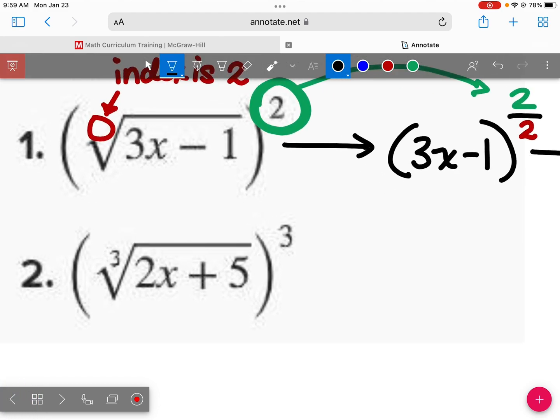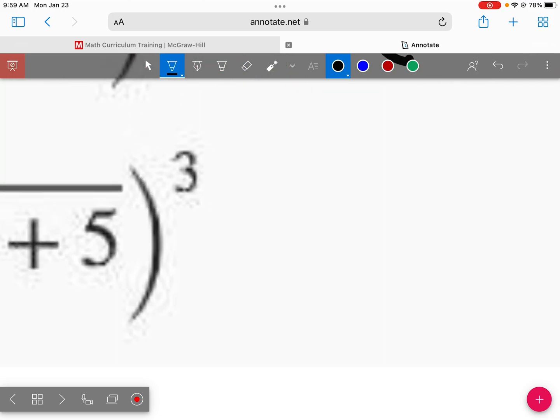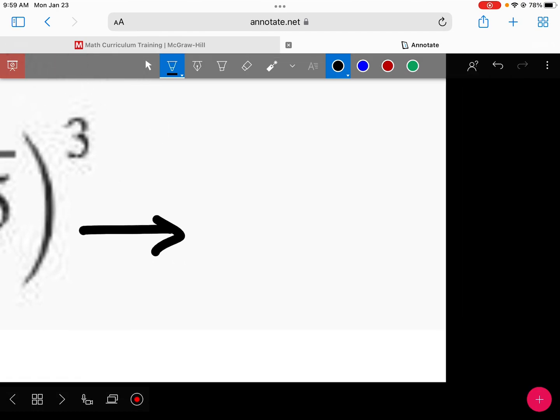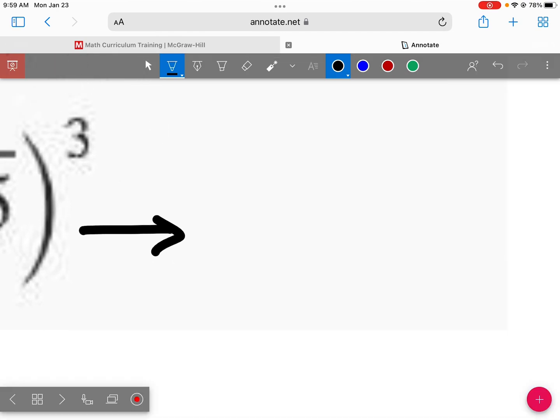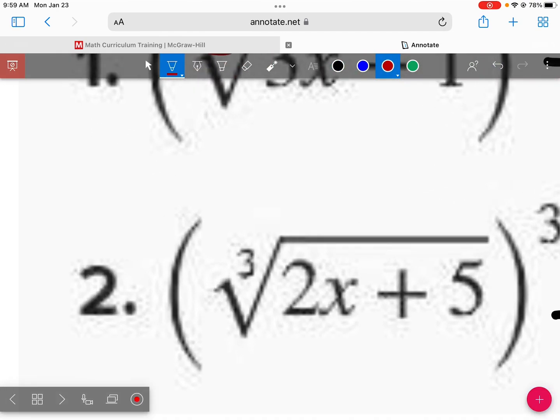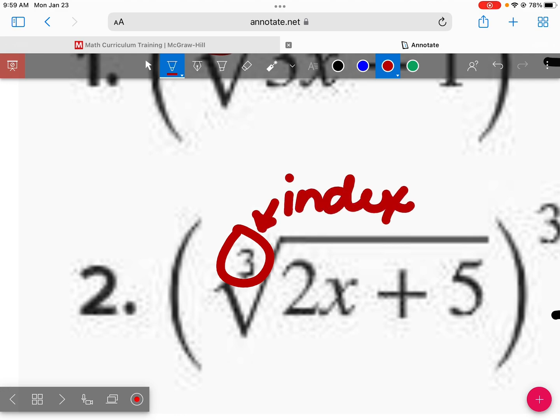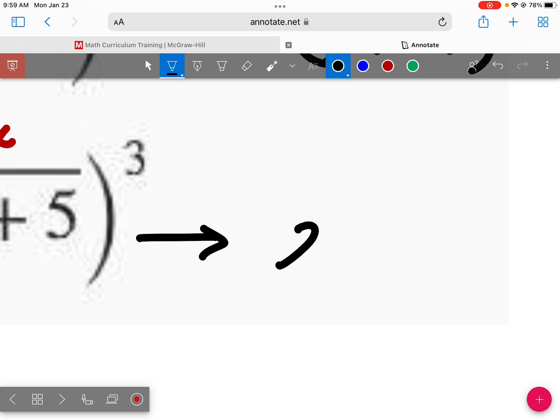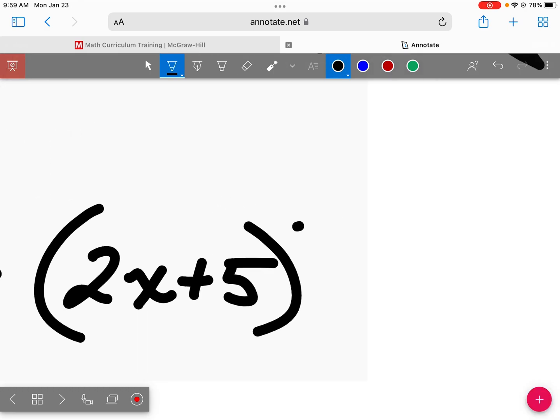Does anybody want to take a guess at the final answer on number 2? 2x plus 5. 2x plus 5, absolutely correct. Tell me how to walk through that showing work. What do we know? Index is 3. So I have 2x plus 5 that is being taken to the power of something over 3, because that's my index.